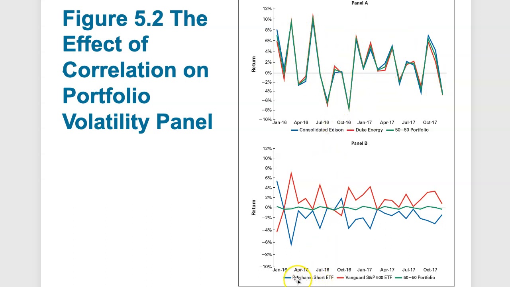However, if we looked at a ProShares short ETF and a Vanguard S&P 500 ETF, basically this ProShares short is the S&P 500 short, or similar stocks to the S&P 500, maybe not all of them, and this is just the S&P 500 long. In a 50-50 portfolio, we see that when one goes up, the other one's going down in almost perfect symmetry, and the end result is nearly zero return.